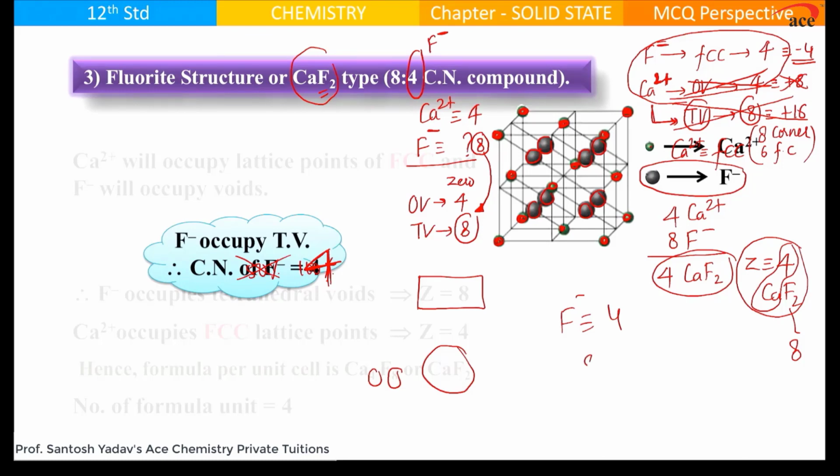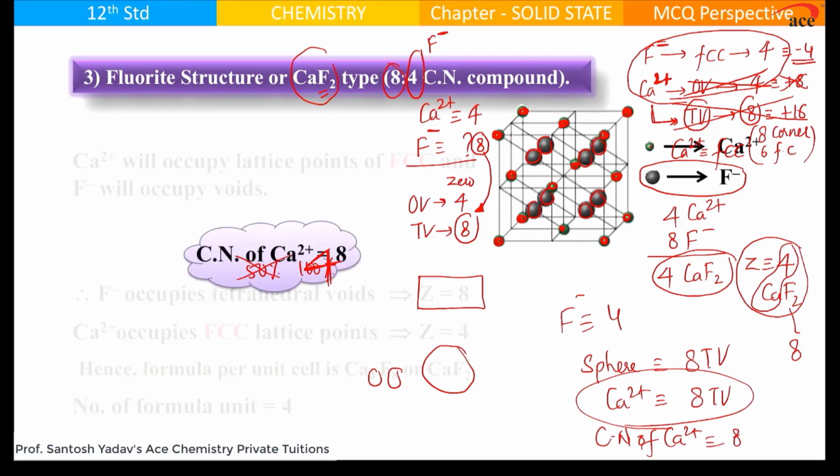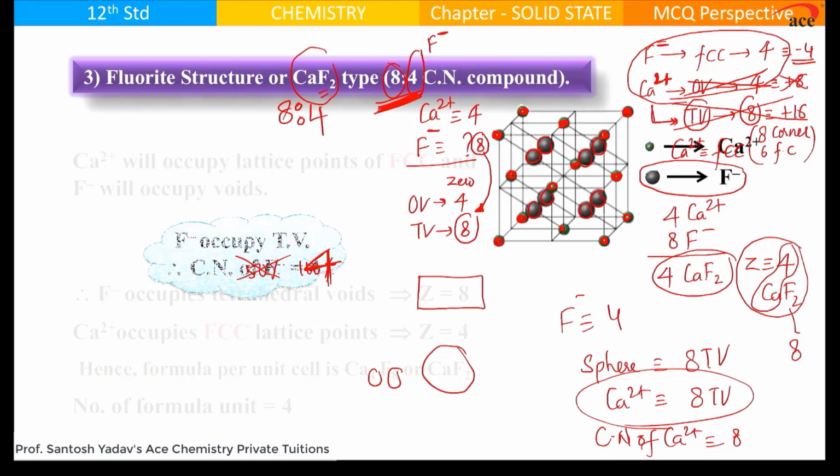And any sphere is surrounded by how many tetrahedral voids? 8. So calcium is surrounded by how many tetrahedral voids? 8. So coordination number of calcium is 8. Coordination number of calcium is 8. Are you understanding it? Therefore, the solid is called as 8:4 solid.